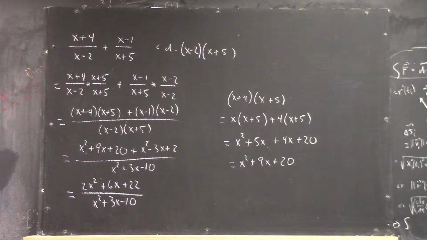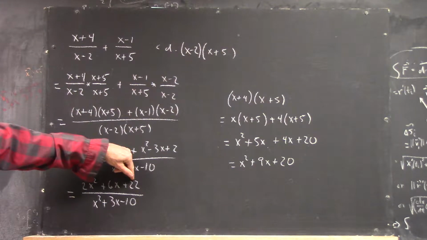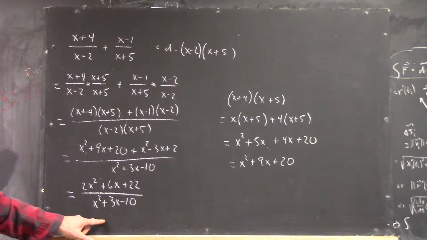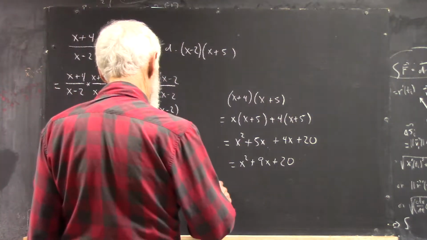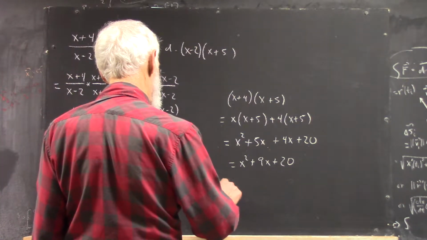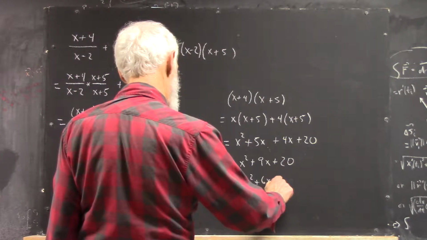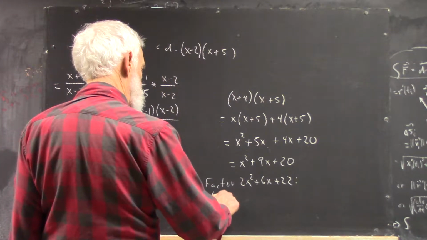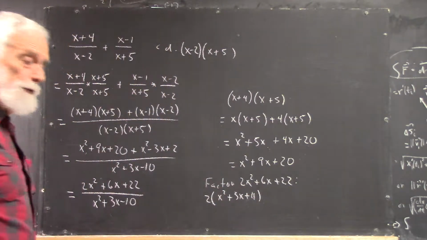Well, there's the idea of reducing to lowest terms. So really we end up having to factor this numerator to make sure that this numerator doesn't have any factors in common with the denominator. Okay? So let's see. Okay, well, we can factor out the 2. We get this, right?